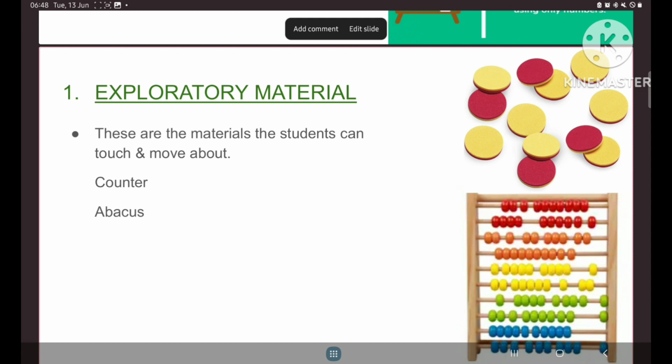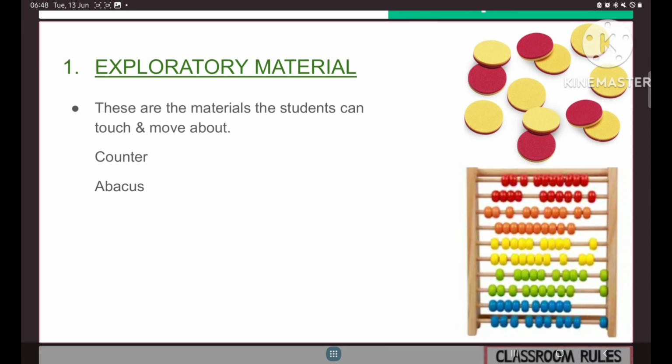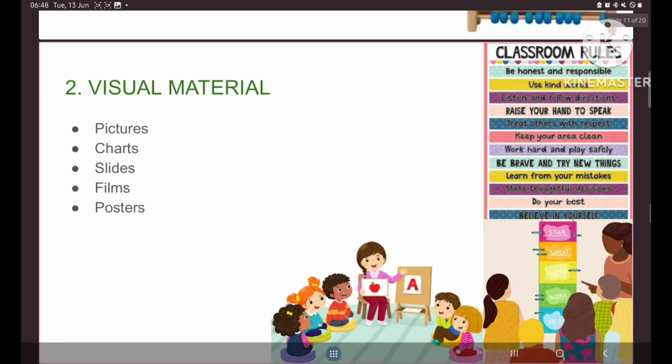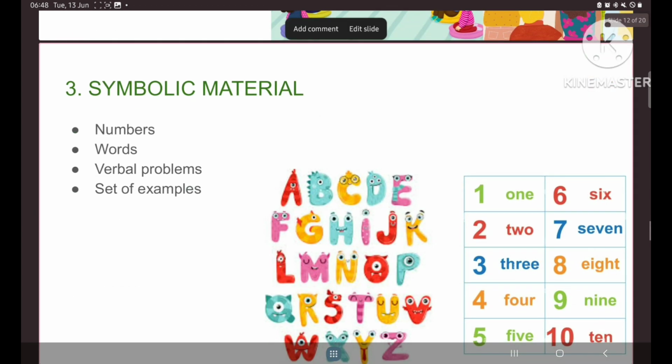The explanatory material. These are the materials the students can touch and move about. Examples of explanatory material are counters and abacus. Visual material: pictures, charts, slides, films and posters. Symbolic materials are numbers, words, verbal problems, sets of examples.